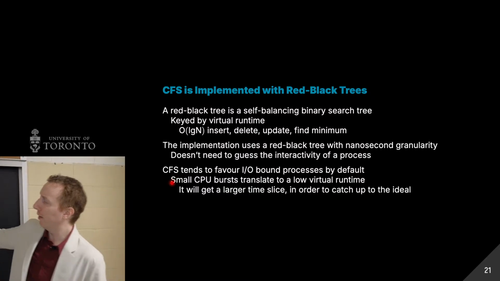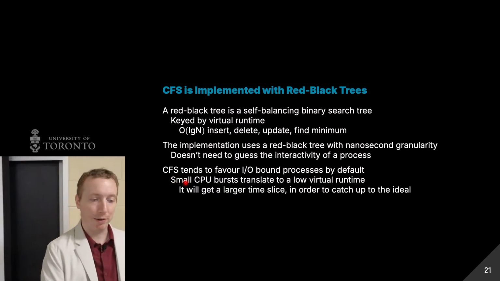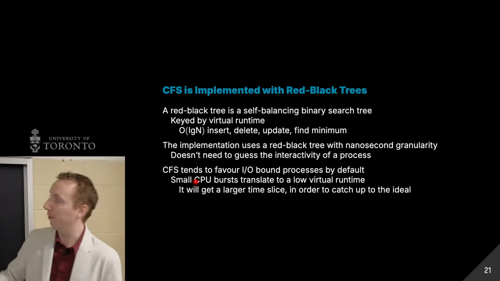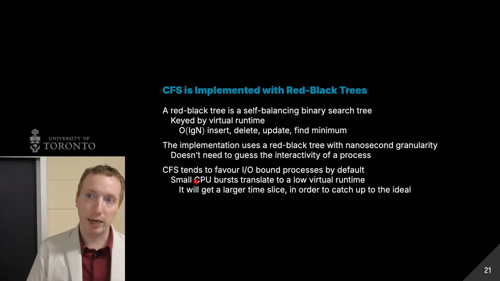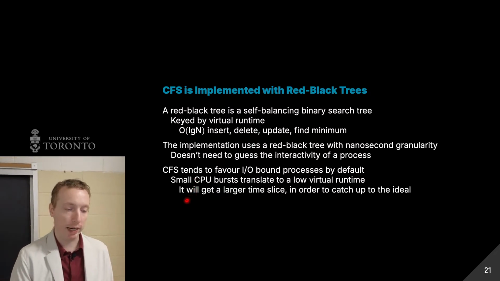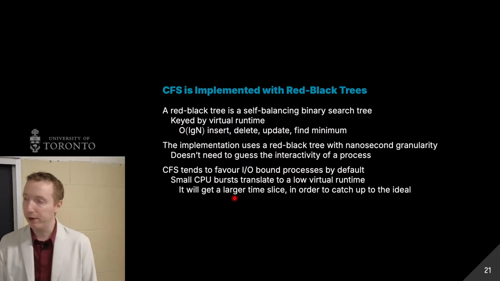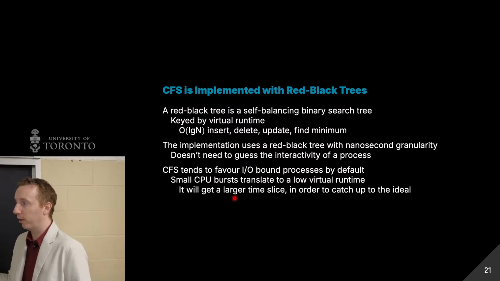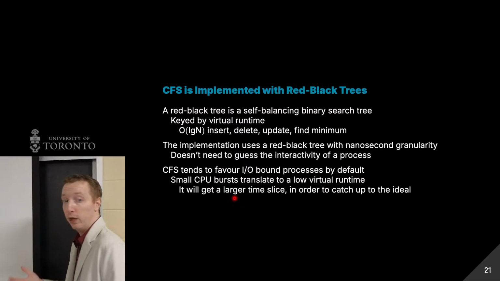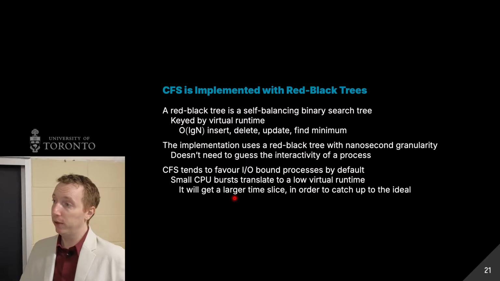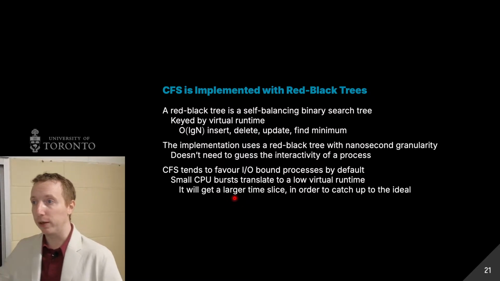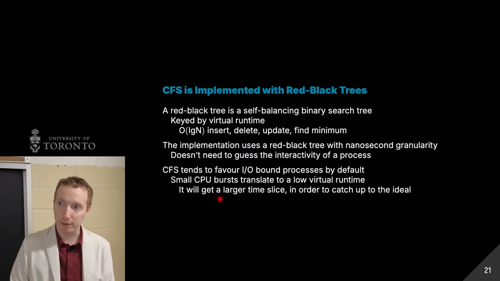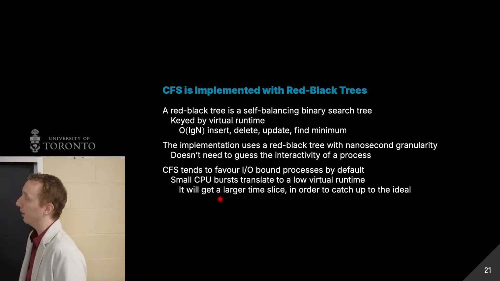So that's another fancy way of saying that small CPU bursts, aka small CPU runtimes, translate to low virtual runtime, in which case it means you will get scheduled sooner. And you also get a larger time slice in order to catch up to the ideal. So if a whole bunch of other processes were running for a whole lot of time, you get a giant time slice in order to catch up to them. You can do a whole lot of processing if you were waiting for that input to do something otherwise important.